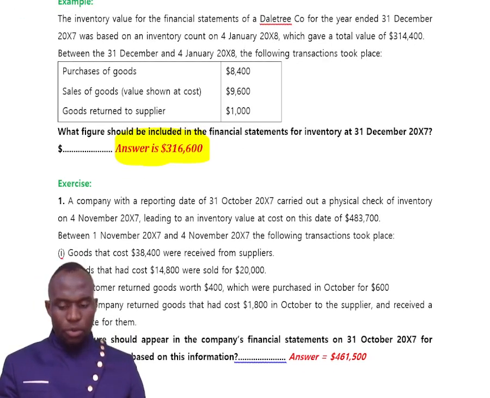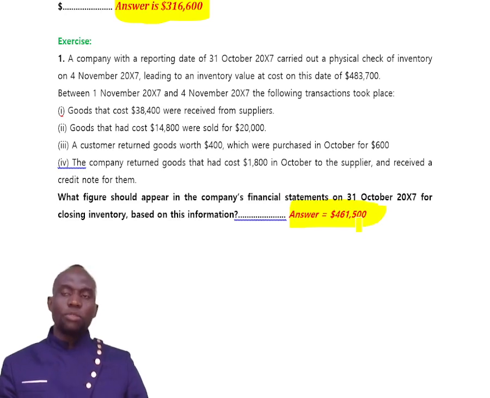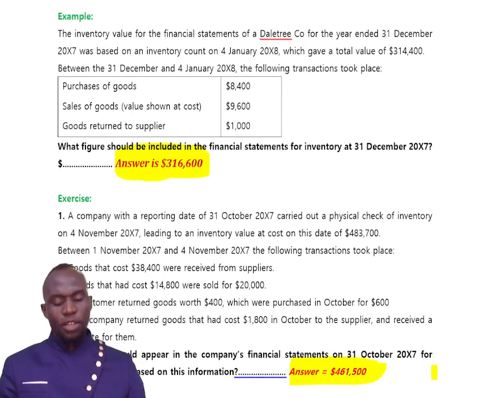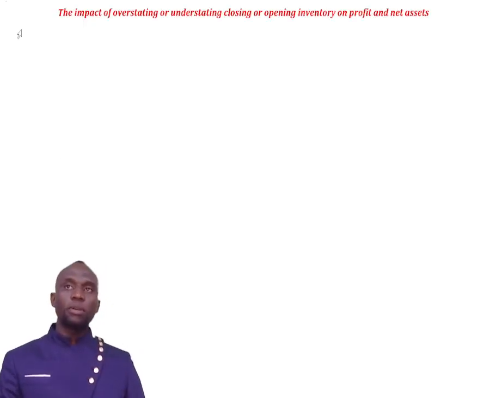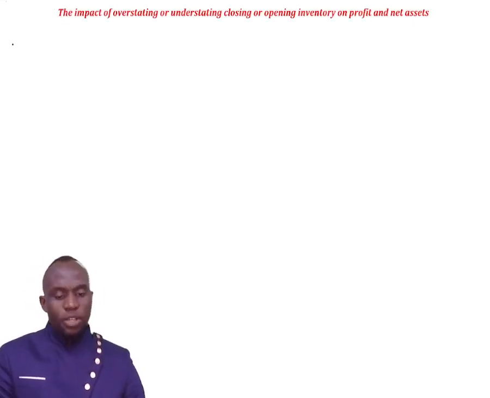You also try out this and see if you can get this. So you first pause and try out. The first one is here, then the second one is down. So we look at the impact of overstating or understating closing or opening inventory on profit and net assets. Now what you need is this.